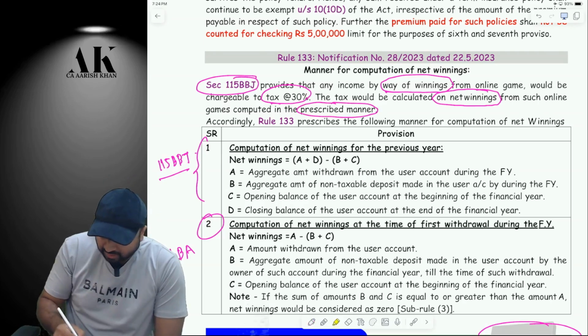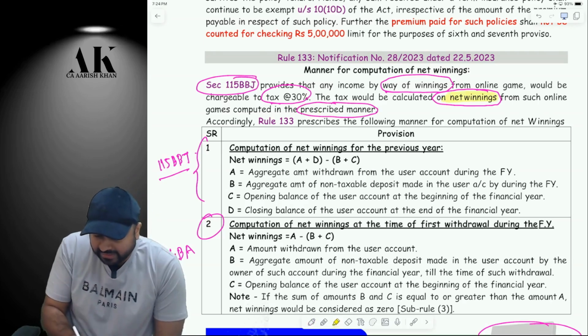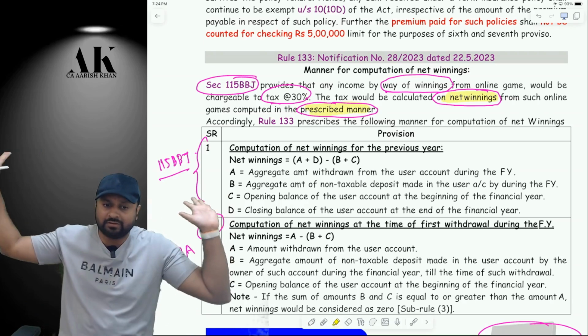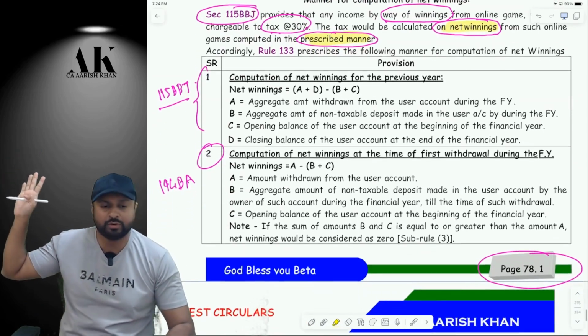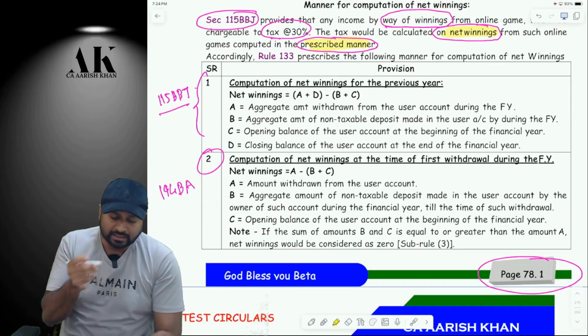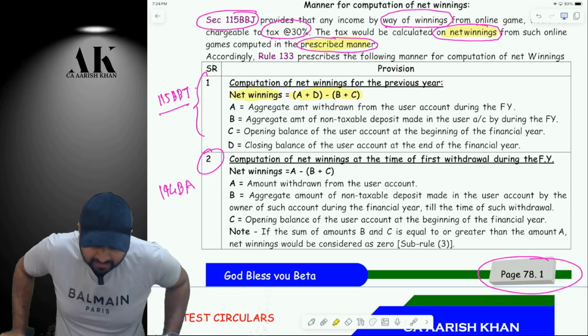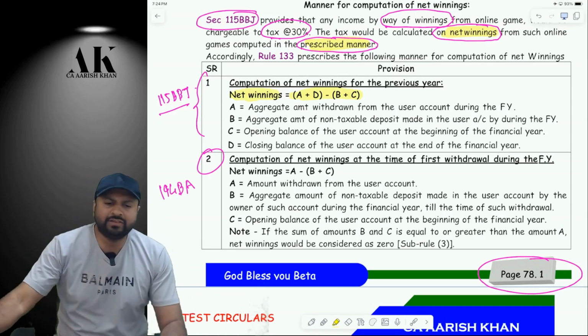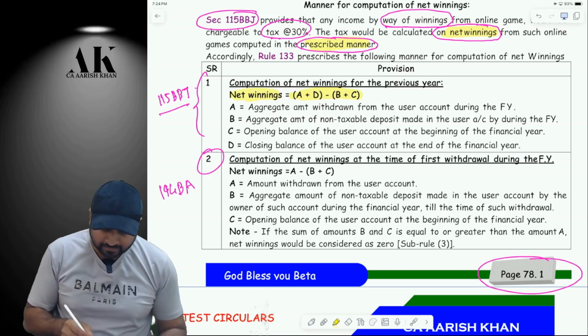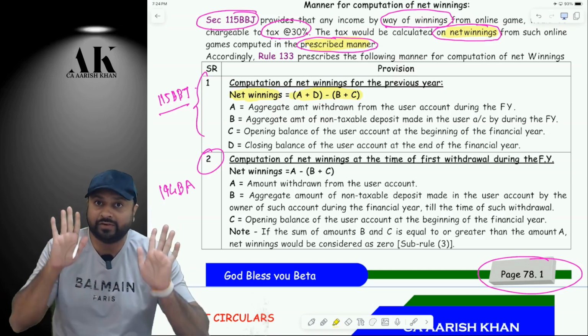Listen, see on the board. So how to compute net winnings? I did not know that at the time when I was teaching. I was not aware of how to compute net winnings. But now I am aware, the government has given a formula to compute net winnings. Let's see the formula first, then we will try to understand this formula with the help of examples. I have created examples. This first one is to compute net winnings.